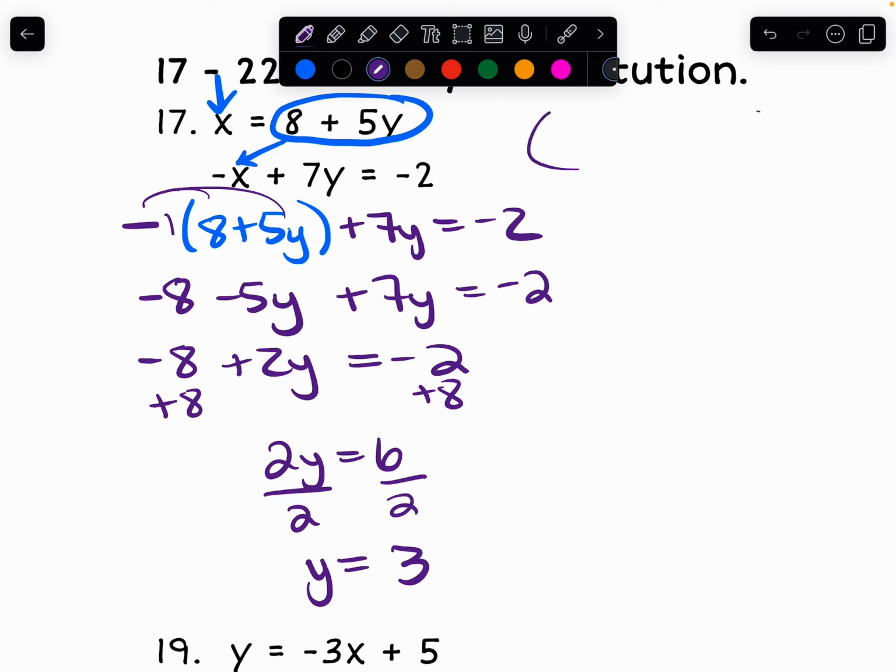Now, mind you, we've got the y value now, but we still need the x value. So we're going to plug that in to the first equation that we had. We are going to replace what the y value is, which is 3. So 8 plus 15, that's going to get us 23. 23, comma 3.